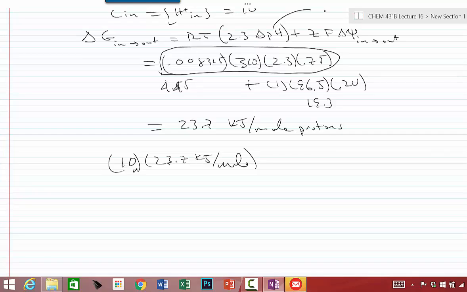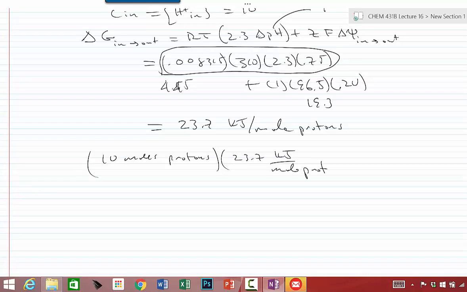Let me just rewrite this. I don't like that. It's not clear. Let's do this again. 10 moles of protons times 23.7 kilojoules per mole of protons. And the math is easy. That's going to be 237 kilojoules.